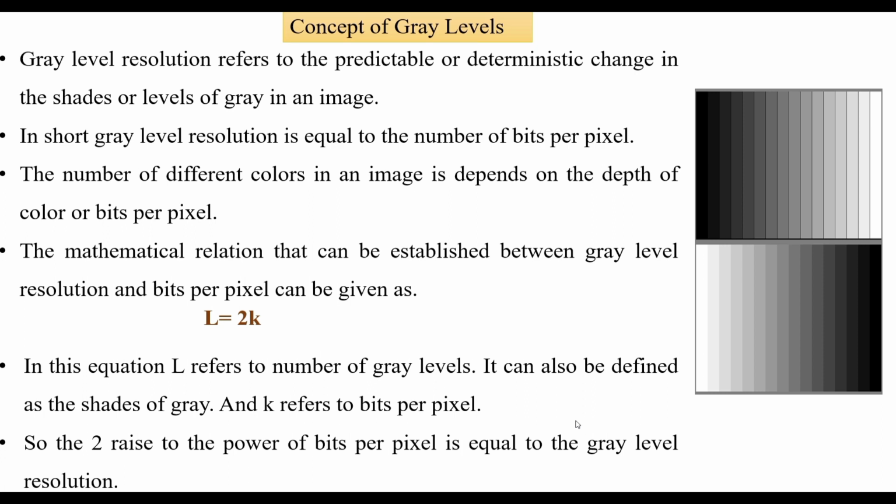So 2 raised to the power of bits per pixel is equal to the gray level resolution. This explains how much resolution a picture should have. That means we are calculating using the gray levels. The formula is L equals 2 power k.